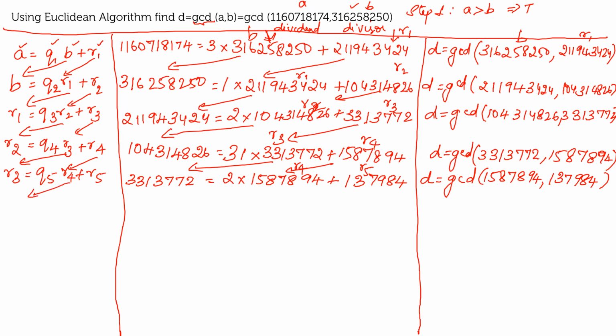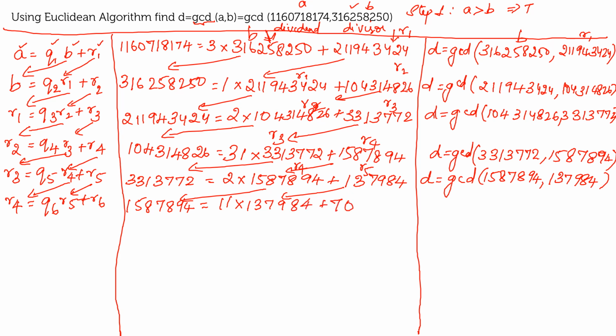Your R4 will be shifted here. R4, which is equal to, your new quotient will be equal to Q6 into R5, plus new remainder will be equal to R6. So you will be getting 1587894, which is equal to, your new quotient will be equal to 11. 11 into R5 will be shifted here. 137984, plus your new remainder will be equal to 70070. Okay, now the new GCD will be between R5 and R6.